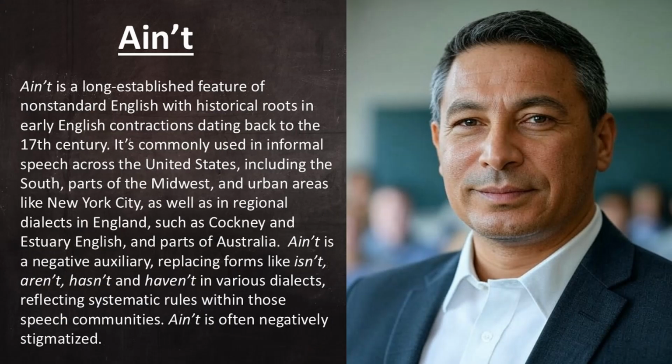So while a middle school language arts teacher might tell her students to avoid ain't and goin', and for some good reasons, a linguist might say, ain't is a long-established feature of non-standard English with historical roots in early English contractions dating back to the 17th century. It's commonly used in informal speech across the United States, including the South, parts of the Midwest, and urban areas like New York City, as well as in regional dialects in England, such as Cockney and Estuary English, and parts of Australia. Ain't is a negative auxiliary replacing forms like isn't, aren't, hasn't, and haven't in various dialects, reflecting systematic rules within those speech communities. Ain't is often negatively stigmatized.